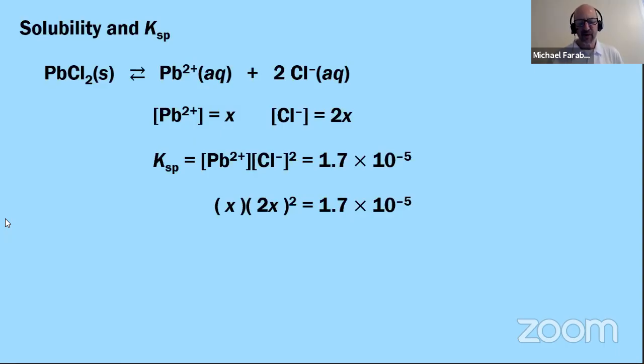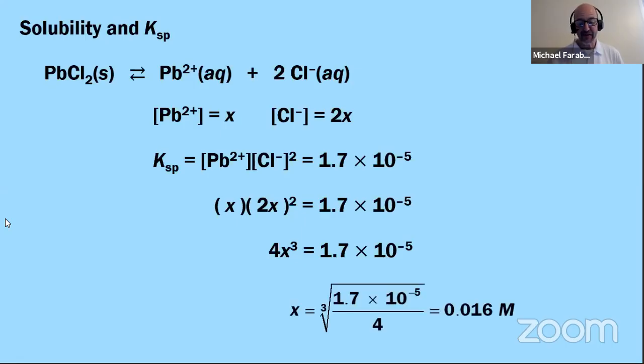So what goes inside the brackets is X and 2X, but when you do 2X quantity squared, that's 4X squared times X, and this is what you get. Now, if I want to solve for X, which is going to be the concentration of lead and therefore the solubility of this compound, I have to take the Ksp, divide by 4, and then take the cube root of that. When I do that, I get 0.016, which represents the concentration of lead as well as the solubility of the lead chloride.